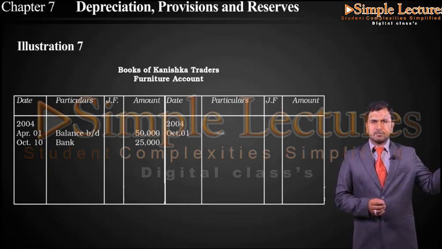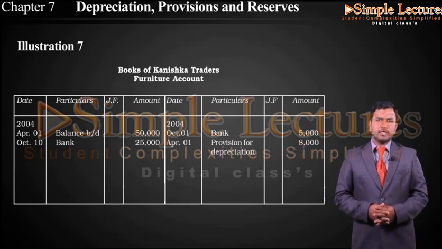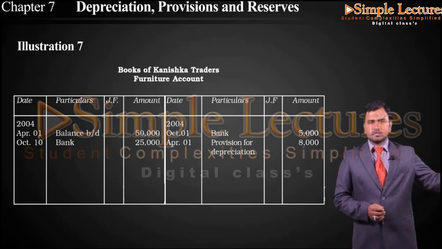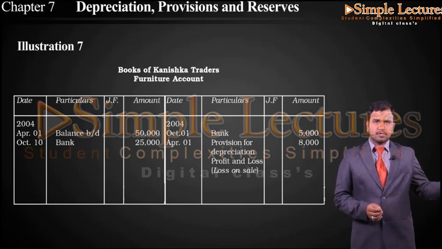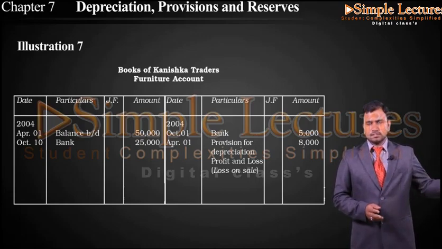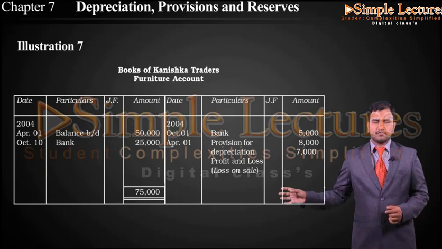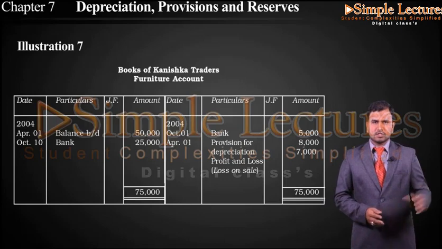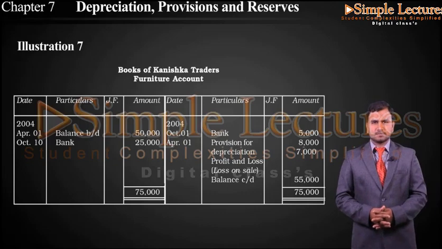October 1st, bank 5,000, and then the provision for depreciation was 8,000, which will be considered again on the credit side. Provision for depreciation 8,000, and then we got a loss on that particular sale, which is 7,000. So here, profit and loss account, in bracket loss on sale of asset, 7,000. Then we close the account, where the debit side total will be 75,000 and the same total on the credit side, 75,000. Then the difference will be 55,000, which will be considered as balance carried down.